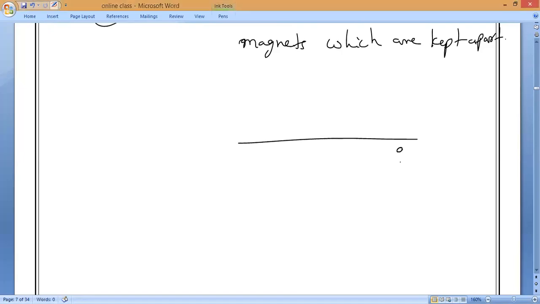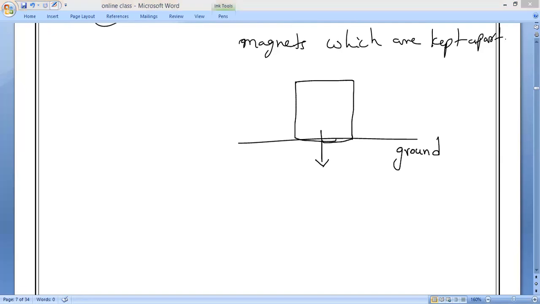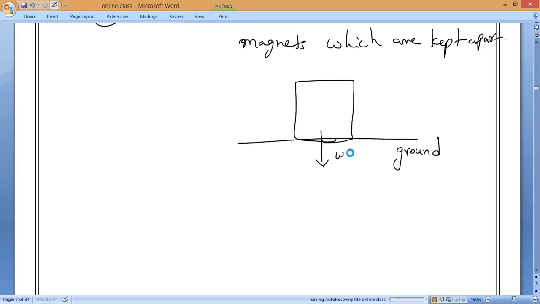Now, for example, let us take one ground. I have placed one big wooden block. Now you tell me, does the wooden block exert a force on the ground? Yes or no? Yes, the wooden box exerts force on the ground, based upon its weight. If the body has more weight, it will exert more force on the ground. Less weight, less force on the ground. So this is the weight exerted by a body on the ground.